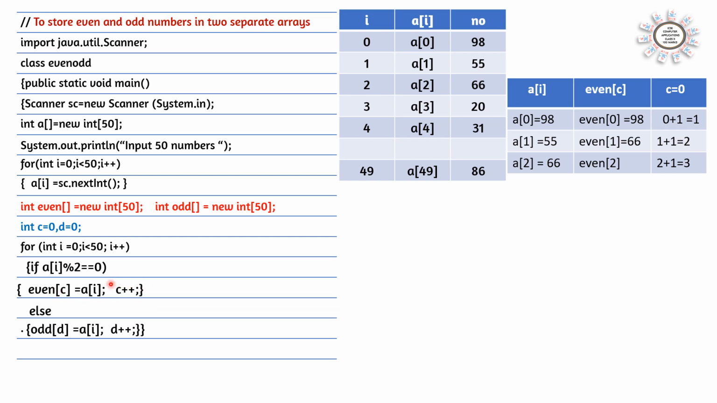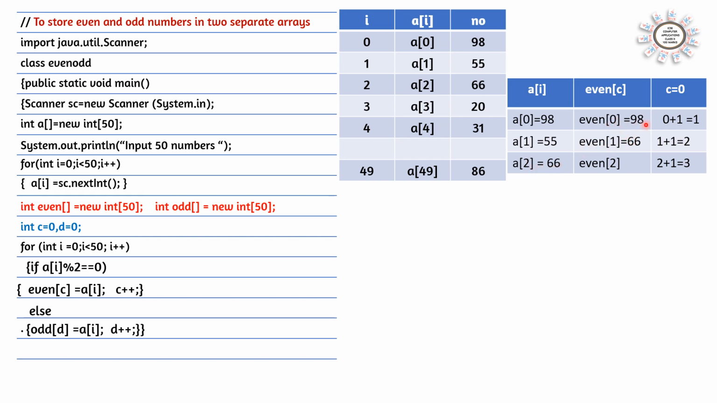So here A5 modulus to this we can discuss. A0 is even. So in even 0, we have stored the number and C has become 1. And A1 is not an even number, but A2 is an even number. So in even of C, here A2 is even number. So A2 is stored in even 1.